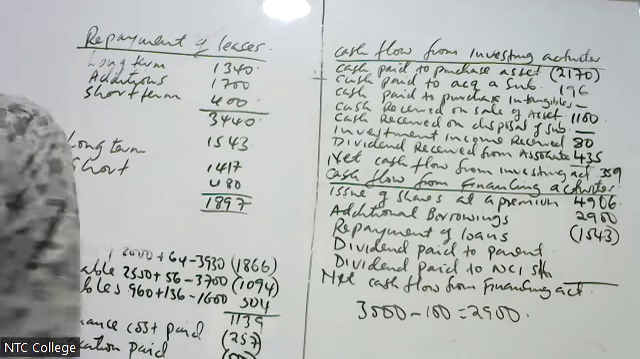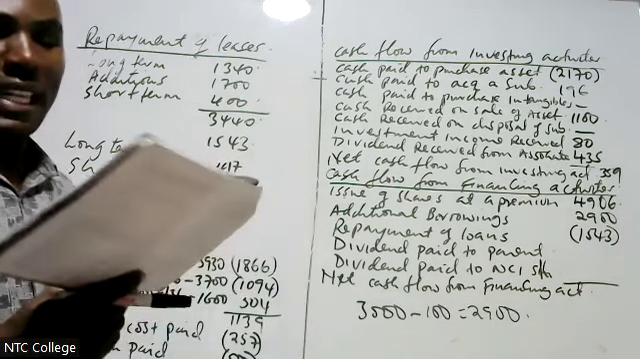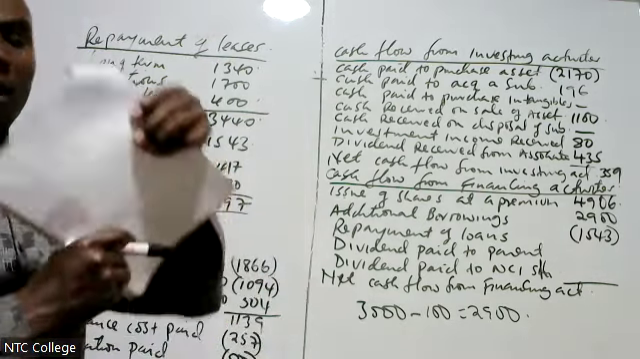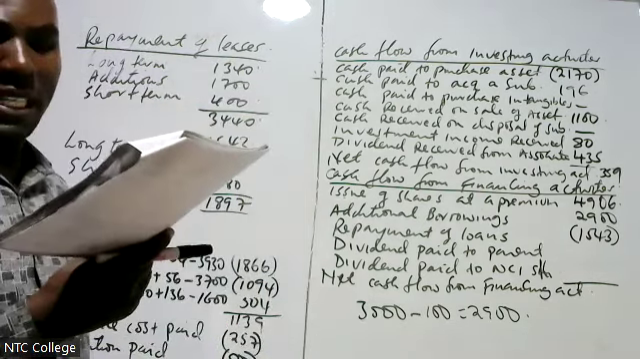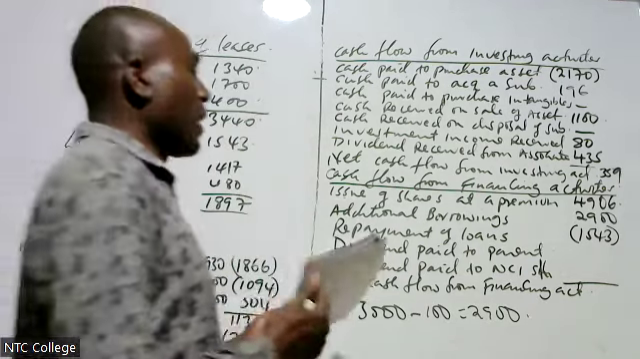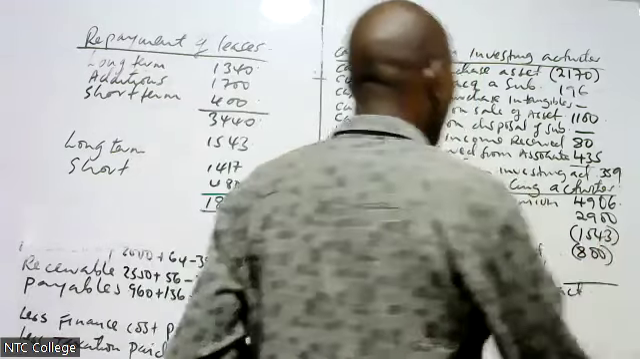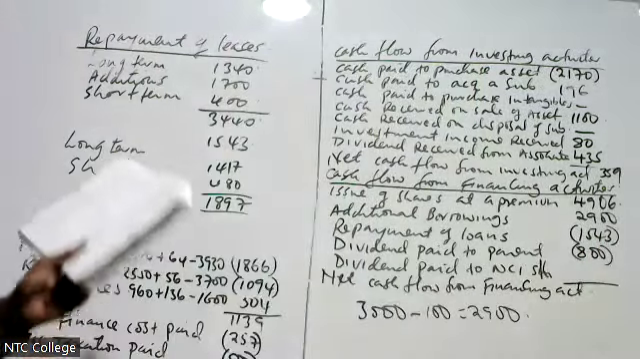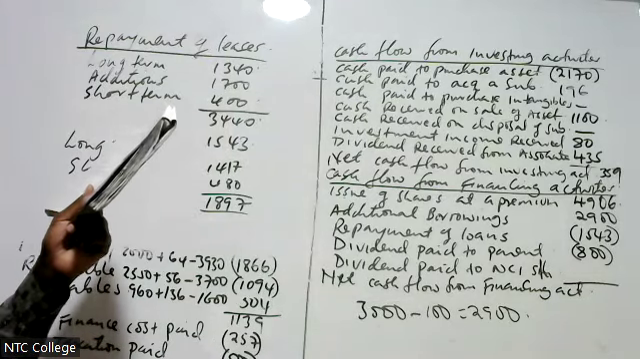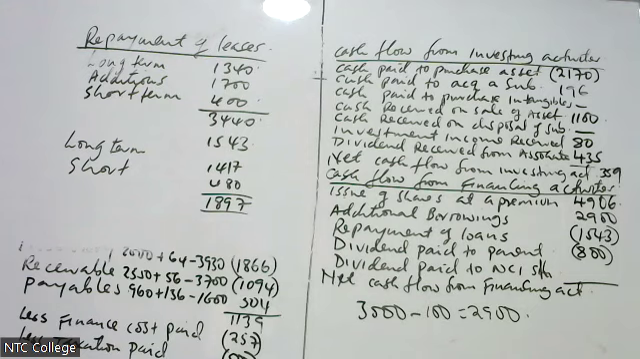Dividend paid to the parent shareholders. Dividend in the income statement. When you check in the income statement, the examiner gave us the dividend of 800. Therefore, we subtract 800 from the income statement. Dividend paid, 800.